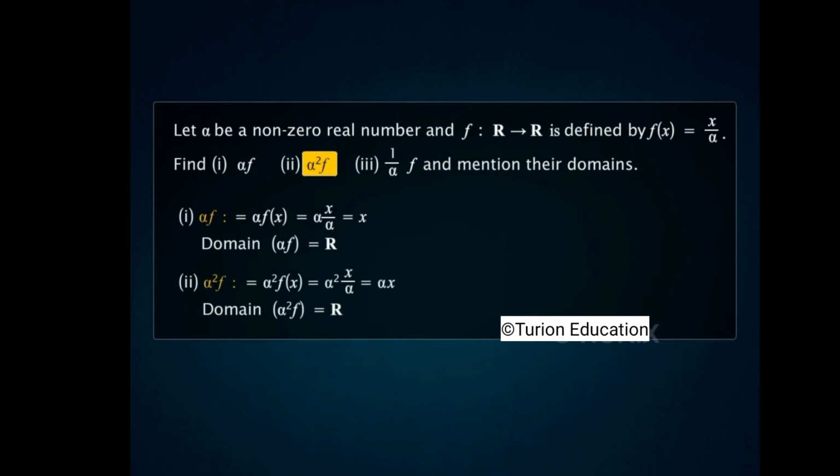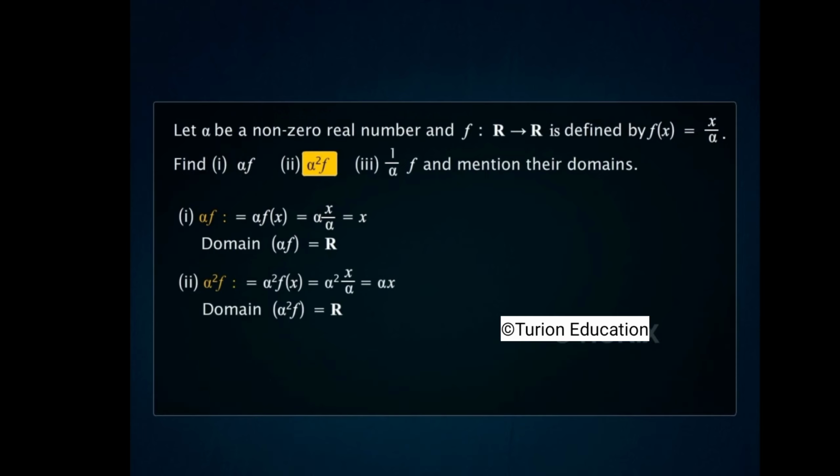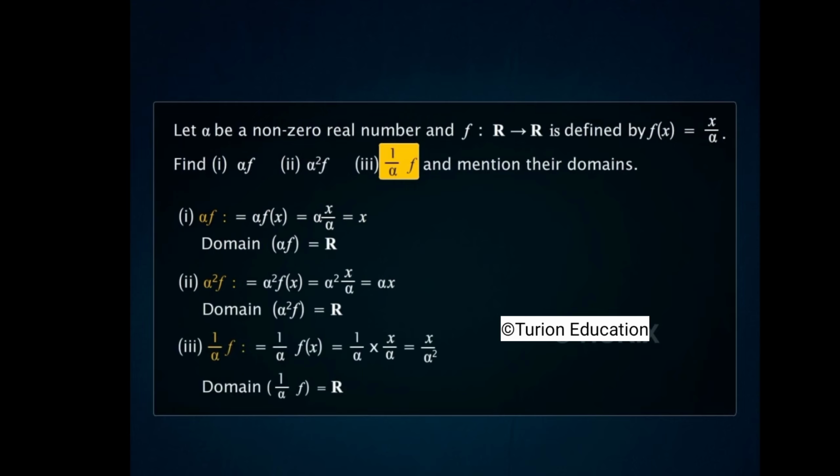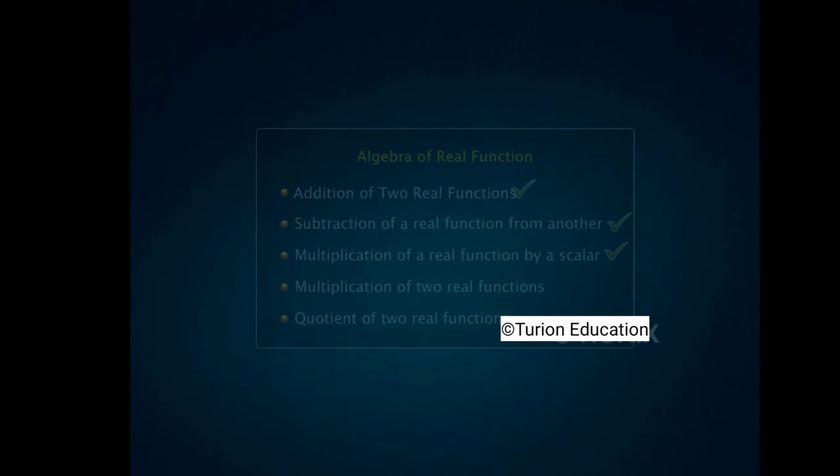Similarly, alpha squared f of x will be alpha squared multiplied by x over alpha, giving alpha x, which is also defined for all real numbers, forming the domain for the function alpha squared f of x. Now 1 over alpha f of x will be 1 over alpha multiplied by x over alpha, giving x over alpha squared. This too is defined for all real numbers, the domain for the function 1 over alpha f of x.